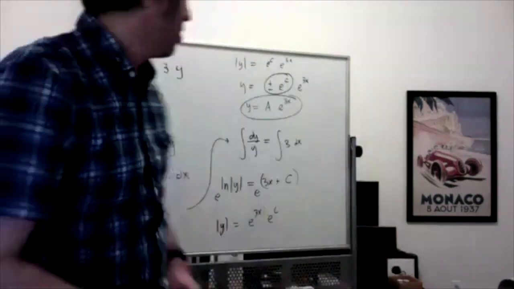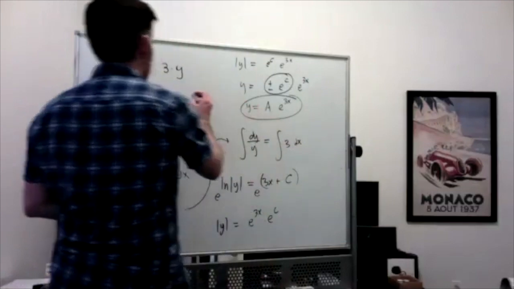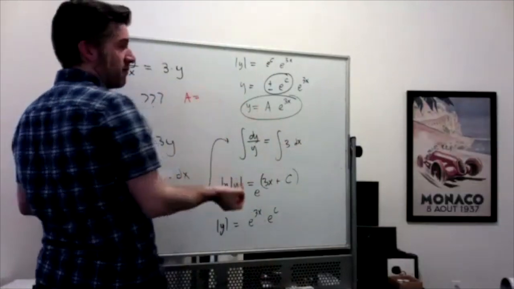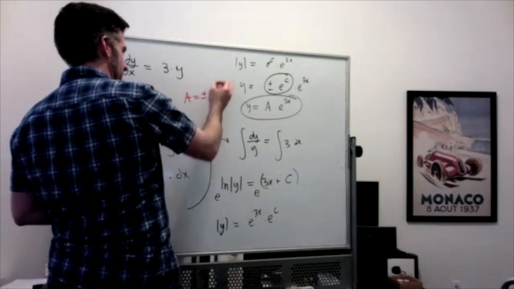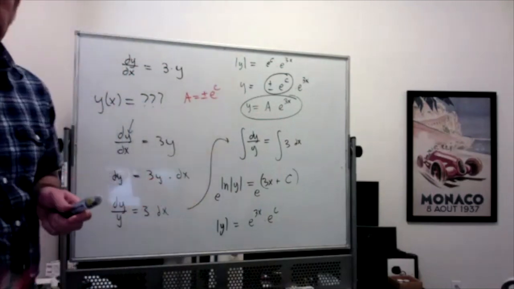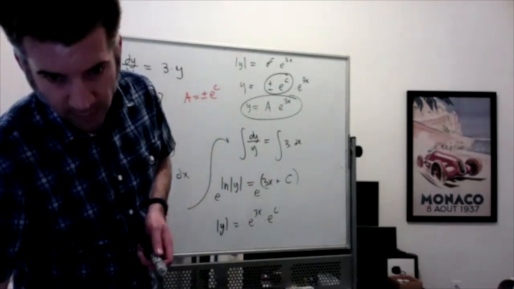James, where did the a come from again? I'm saying that a is a new name for the constant that is either positive or negative e to the c. Oh, okay. I'll write that down. Thank you. You're welcome.